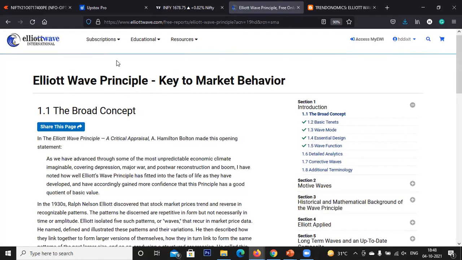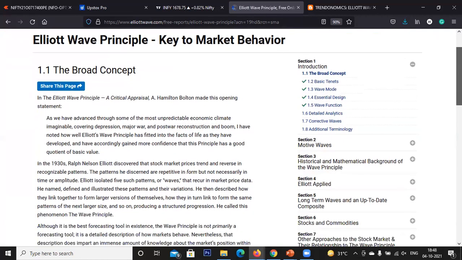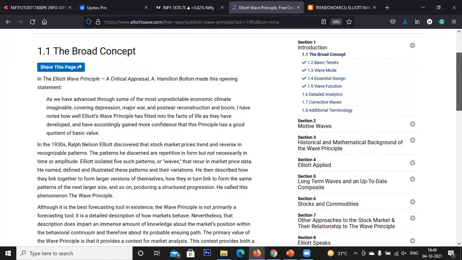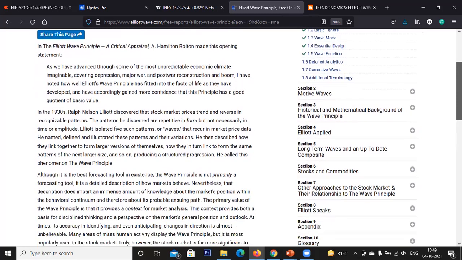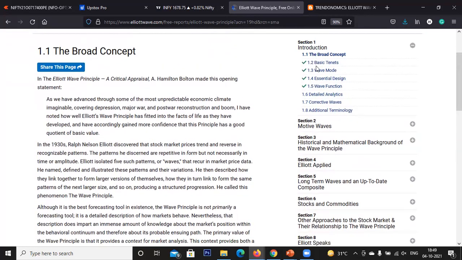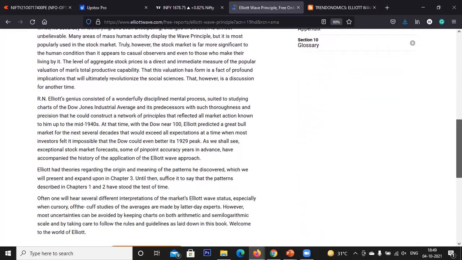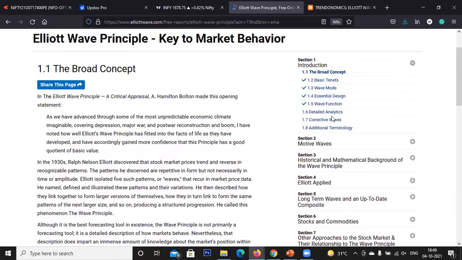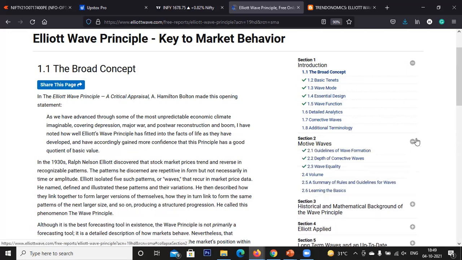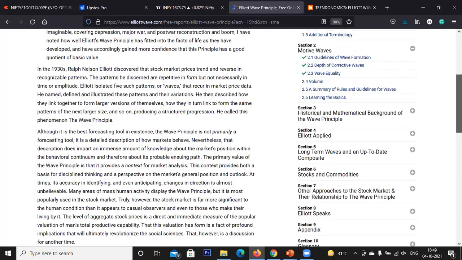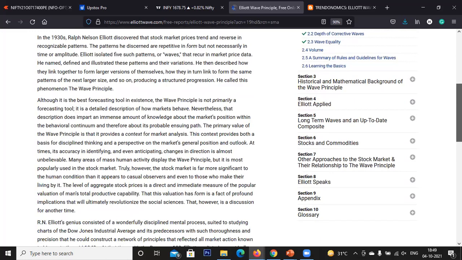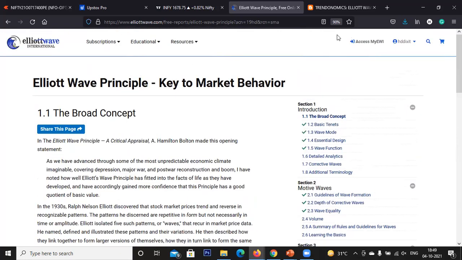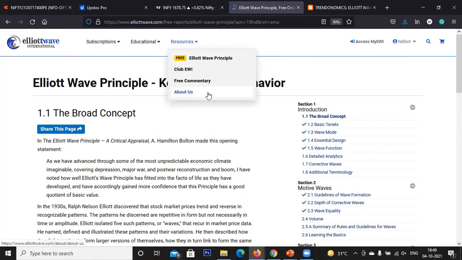So when you log in, you would actually get this book, the entire book by Frost and Proctor, the complete book. You can read it as many times as you want. We can study this book for a lifetime because it's free. You can read it whenever you want. You can directly go to the sections and study Elliott Waves, more patterns, and a lot of other things. Under this resources section, you have the free book and a lot of resources.